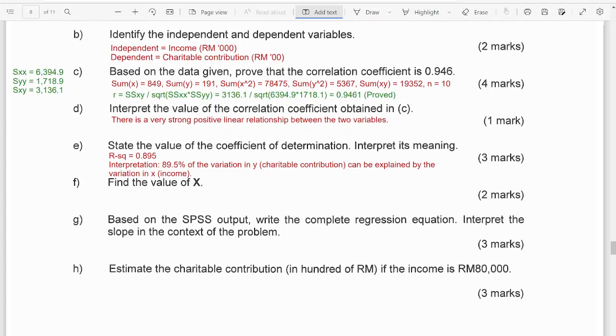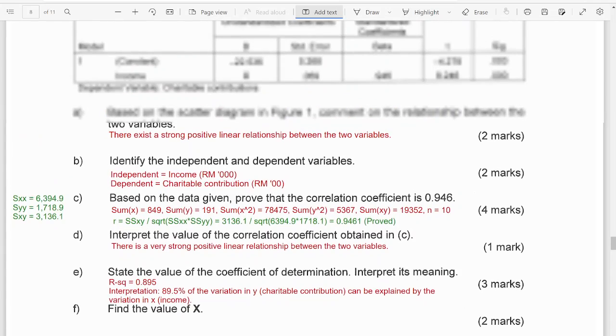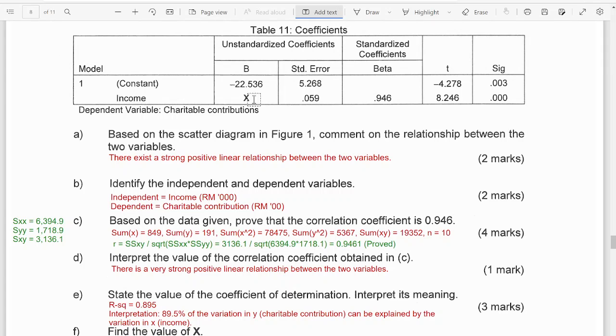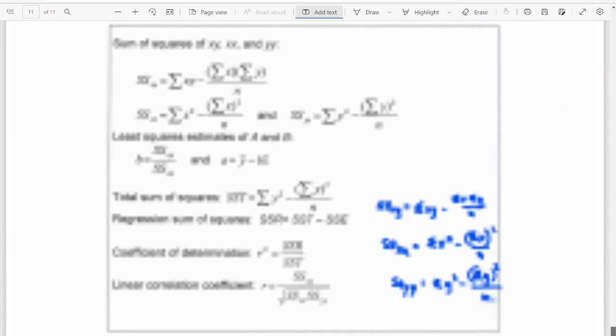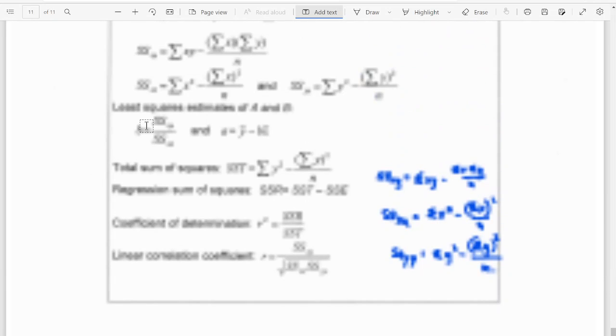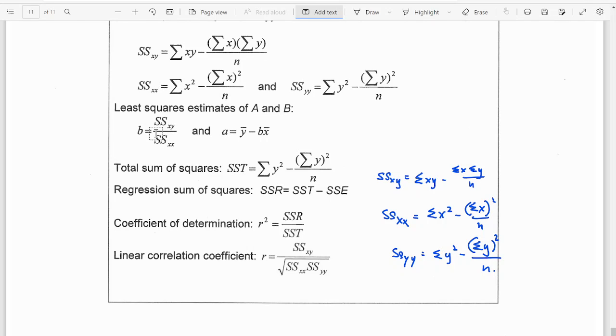Okay, the next thing they ask you to find the value of X, only 2 marks. Okay, 2 marks, the value of X. Where is X? So this is the value of X. Value of X is actually the coefficient for income. How you can find the value of X? So you can find the value of X using the formula. Kalau you tengok dari formula, so B is equal, so this is B, SSXY divided by SSXX. So boleh dapatkan nilai ni, so boleh gunakan yang tu.